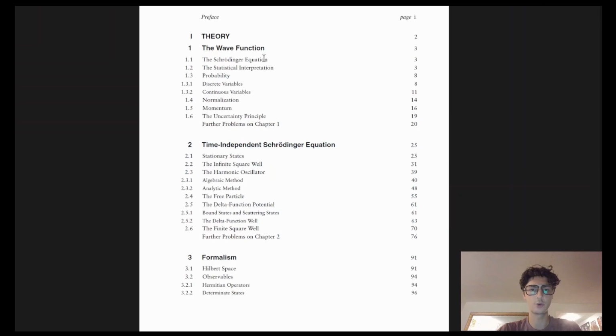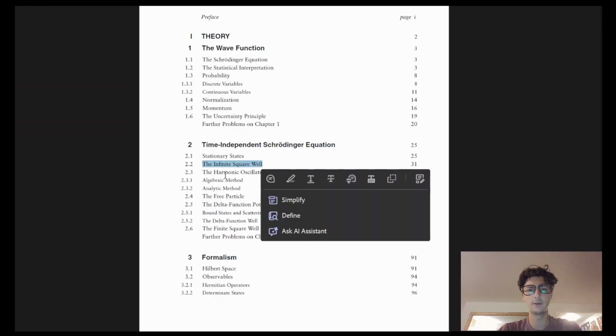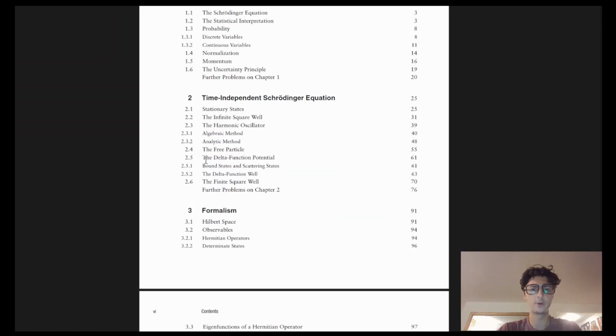You start with the Schrödinger equation, and then you solve and you figure out stationary states. You solve it for the infinite square well. You solve it for the harmonic oscillator in two different ways. The analytic method here is crazy. You solve it for the free particle. You solve it for the delta function potential and the finite square well. So there's a few examples here.